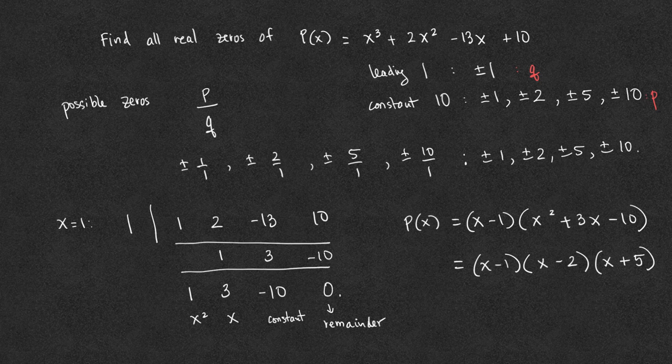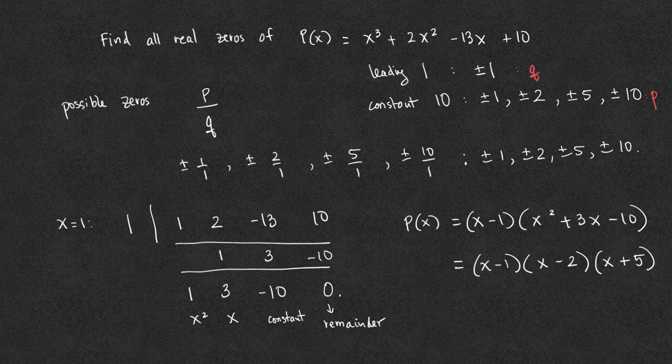Make sure we double check it. x times x is x squared. x times 5 is 5x. Negative 2 times x is minus 2x. 5x minus 2x is 3x. Yes, negative 2 times 5 is negative 10. Each of these factors is now linear, so we cannot reduce it further.